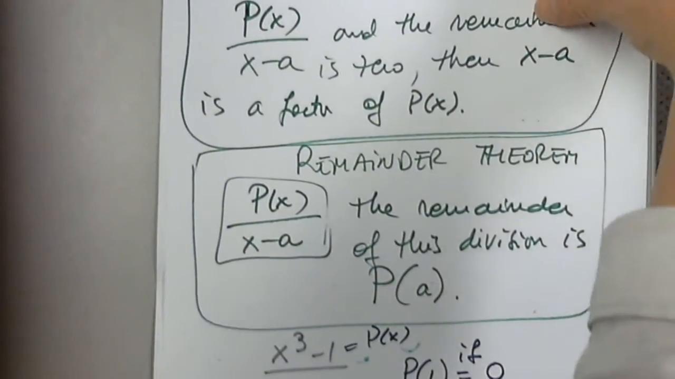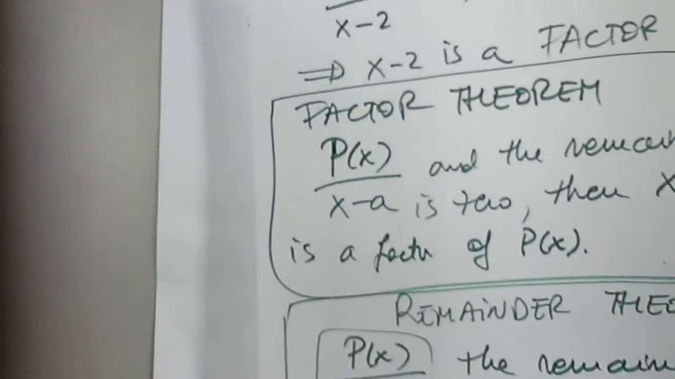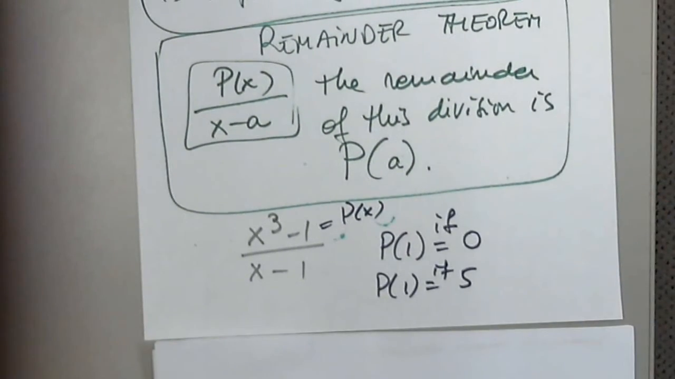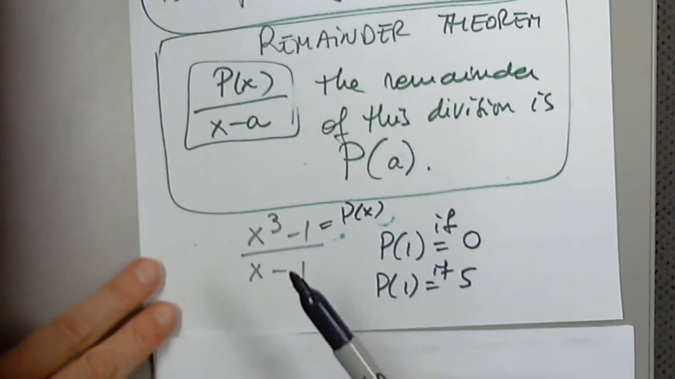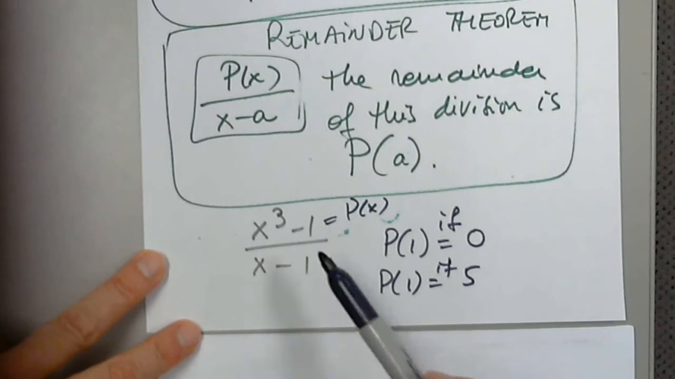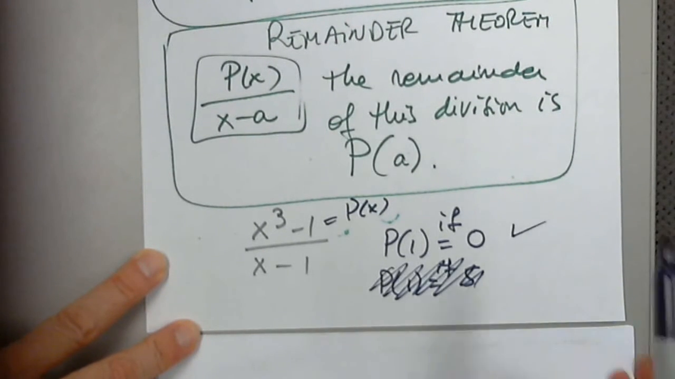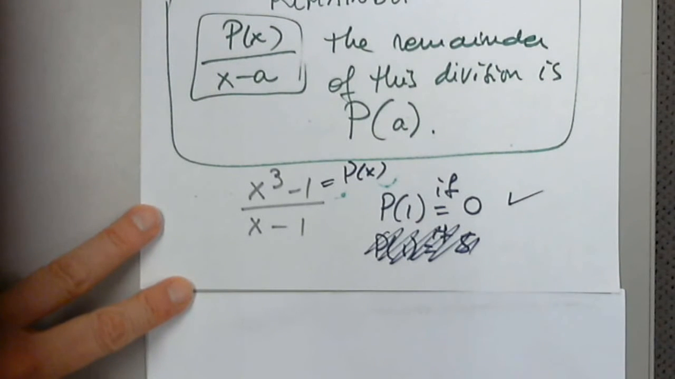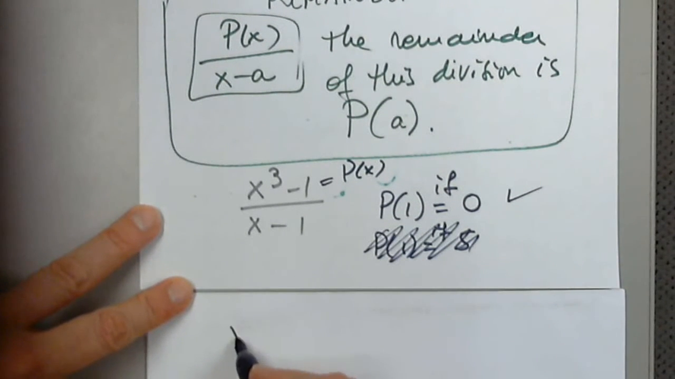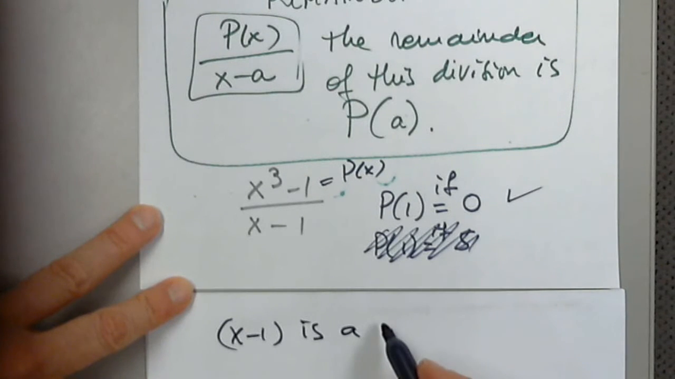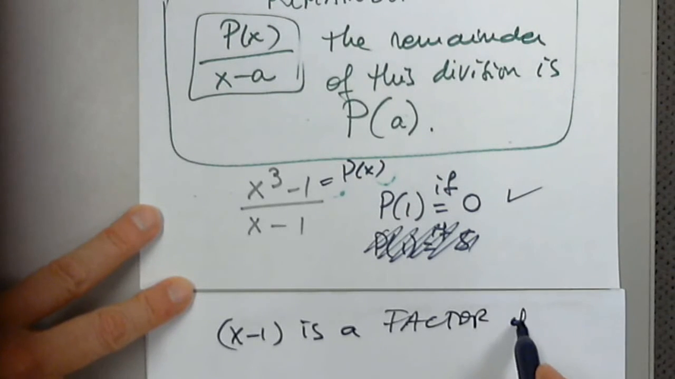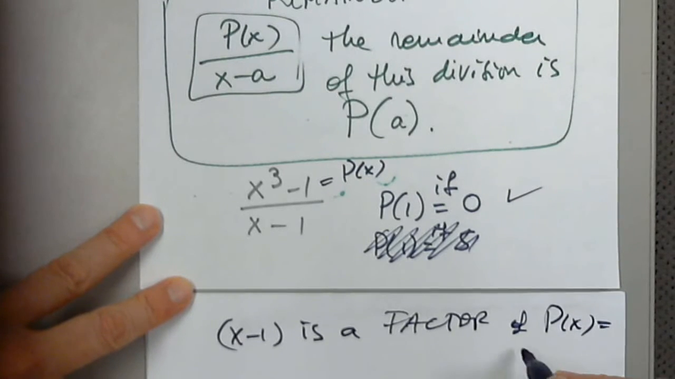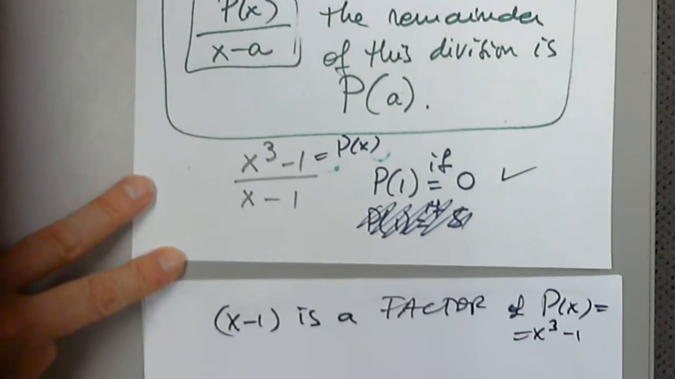Okay, so let's determine p of 1. Can anyone tell us how much is p of 1? Yes, 1 cubed minus 1 is 0. So this is true. P of 1 is 0. So then what do I conclude? It means that x minus 1 is a factor of p of x, which is x cubed minus 1, indeed.